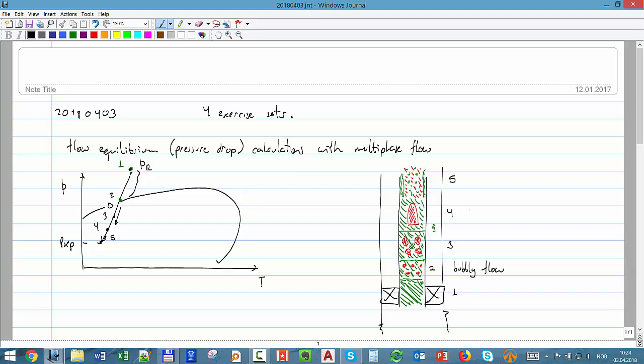Okay, that's slug flow, that's bubble, churn flow, and that we call annular flow.